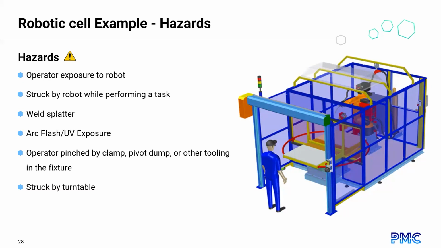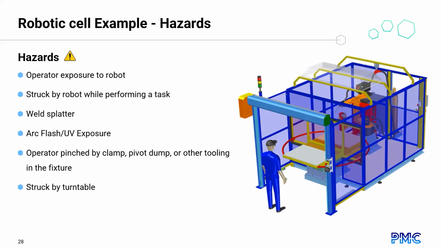In this scenario, we already have some control measures implemented, but we can mention the hazard we have here. We have the interaction and the exposure of the operator to the robot, the operator being hit by the robot when performing its activity.